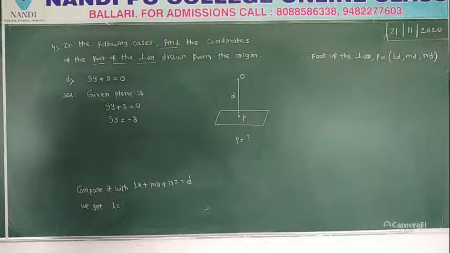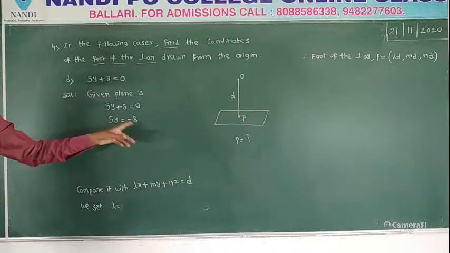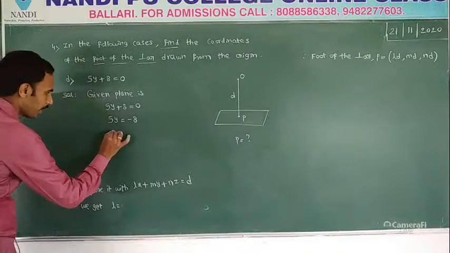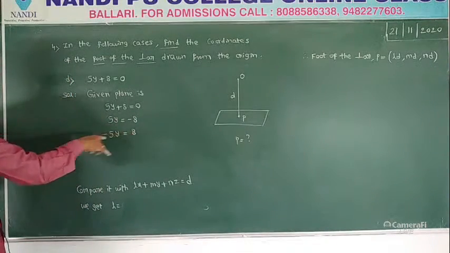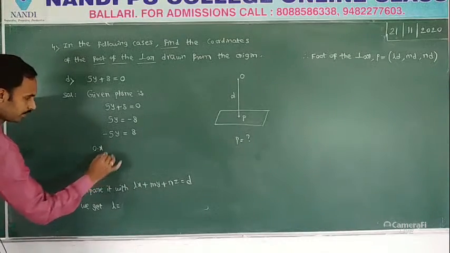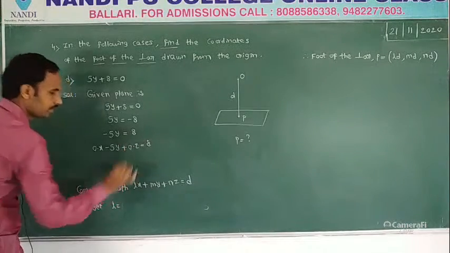RHS constant is always positive because it represents distance. Distance is always positive. So to make it positive, multiply with minus on both sides. So minus 5y is equal to 8. To make positive, multiply with minus sign. Write in order. 0 into x minus 5y plus 0 into z is equal to 8.